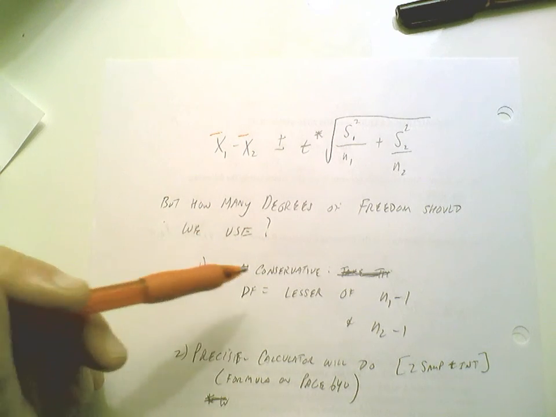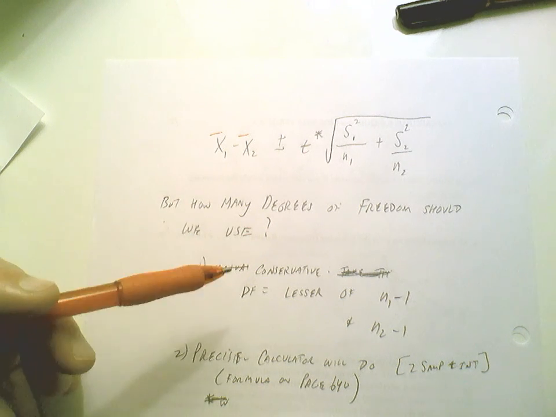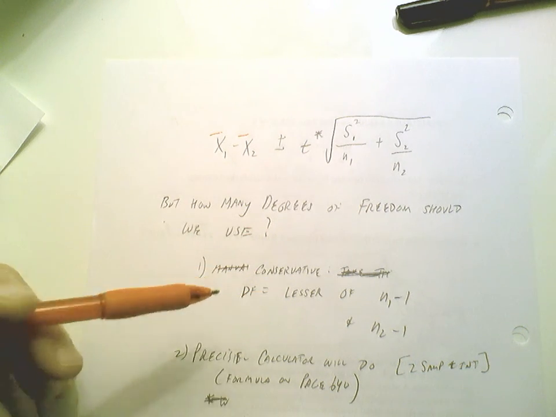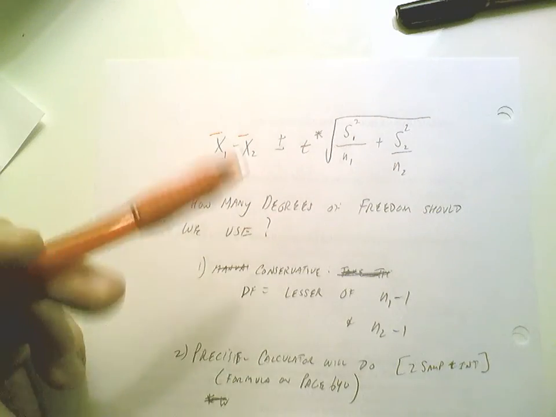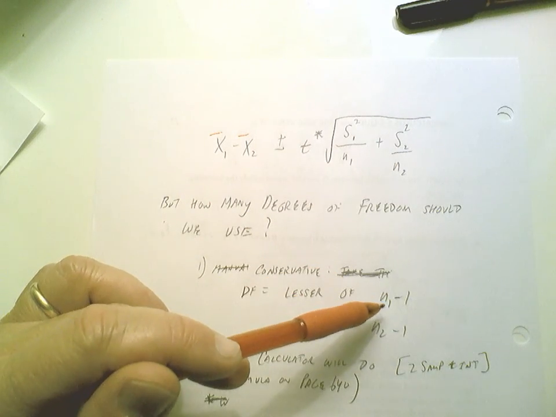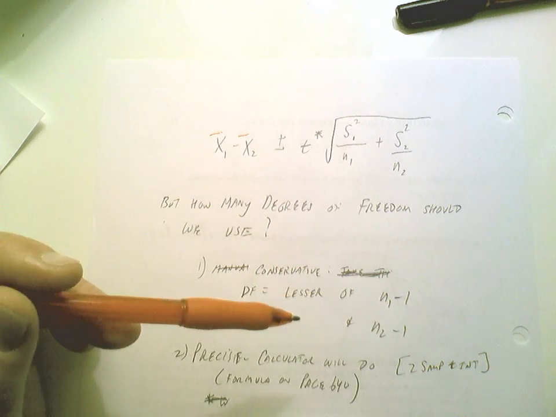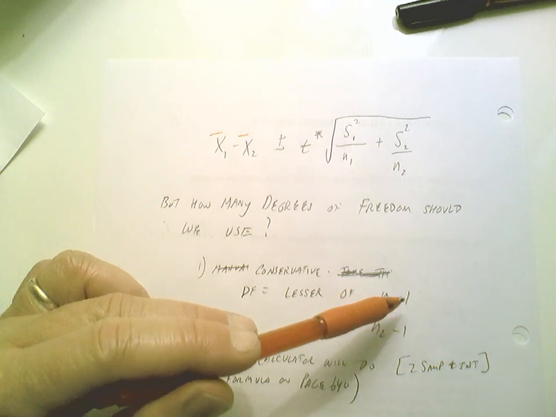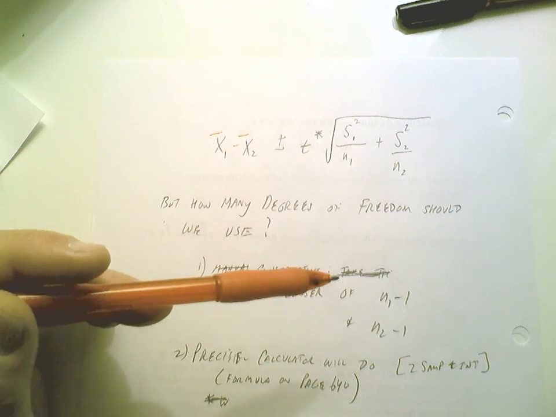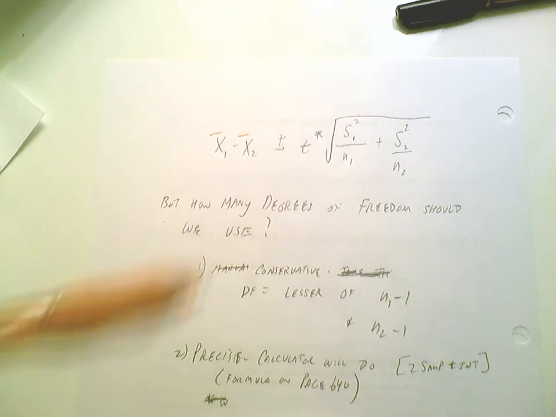It all depends. If we're going to take a kind of a manual approach to do this, like we've done in the past, we will use a conservative approach for our degrees of freedom. We will take the lesser of n1 minus 1, n2 minus 1. So in other words, look at your two sample sizes, see which one is the smaller, choose that, subtract 1 from that sample size, and you will have the degrees of freedom to use to calculate your t-value.